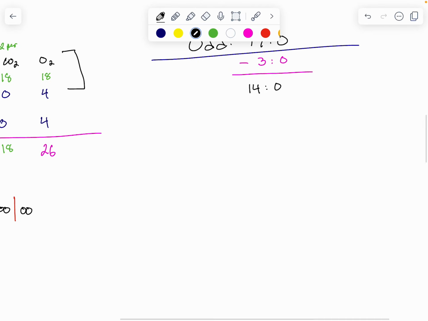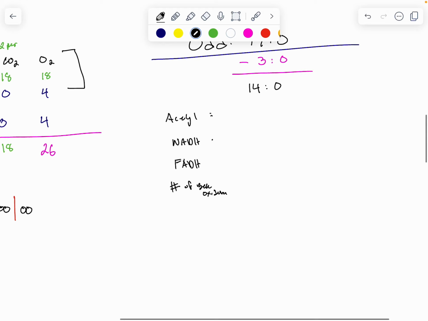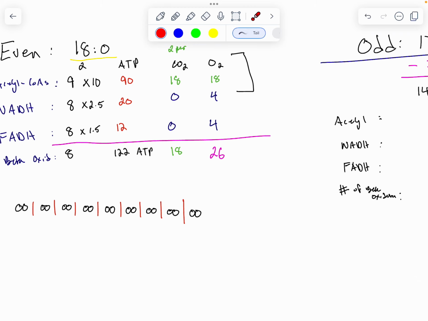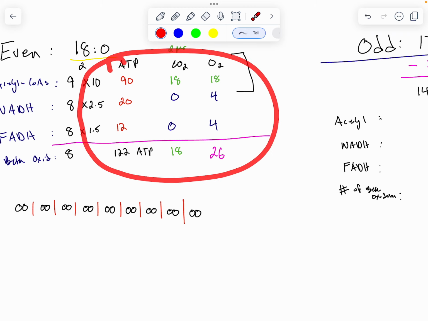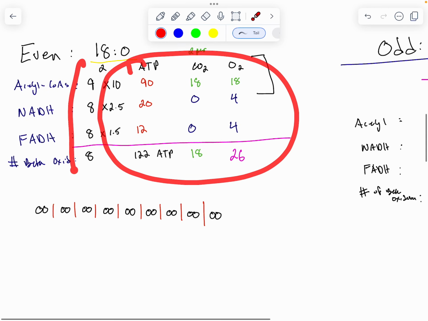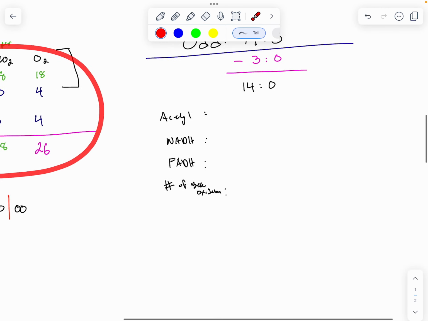And if we look at acetyl-CoA, NADH, FADH, and number of beta oxidations, our math is going to be very similar. Like everything right here is all going to be the same no matter what, because that does not change. But our numbers of total we have right here does change a little bit.